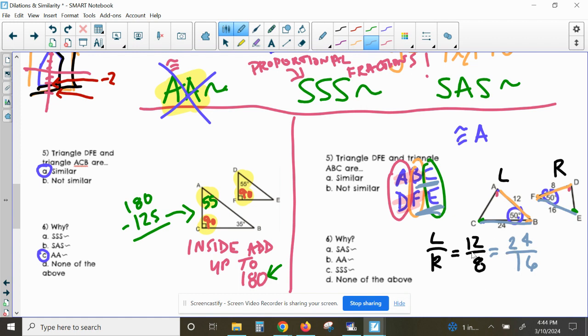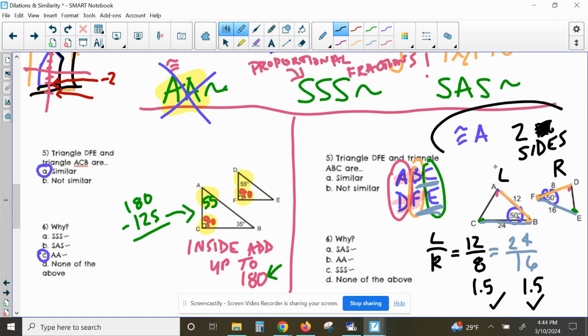And there's a couple ways to do that. You can literally put this in your calculator, 12 divided by 8, 24 divided by 16, and see what you get. I'll do that method first. So 12 divided by 8 is 1.5. And 24 divided by 16, top always divided by the bottom, is also 1.5. So that means that these two sides are proportional. So we do have two proportional sides.